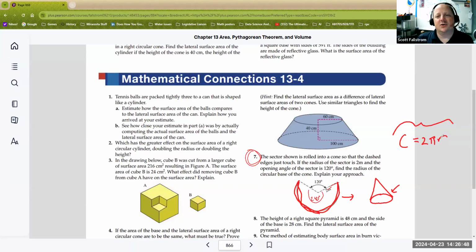So just remember, this is always true. If I know the radius, I can find the circumference. If I know the circumference, I can find the radius. So it's just a quick equation. Use what we learned in chapter 8.